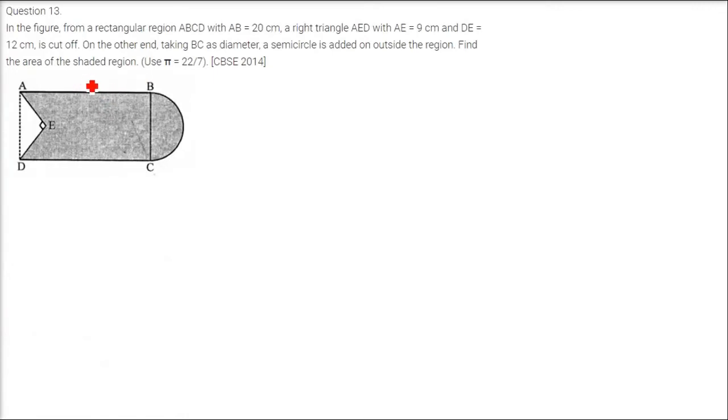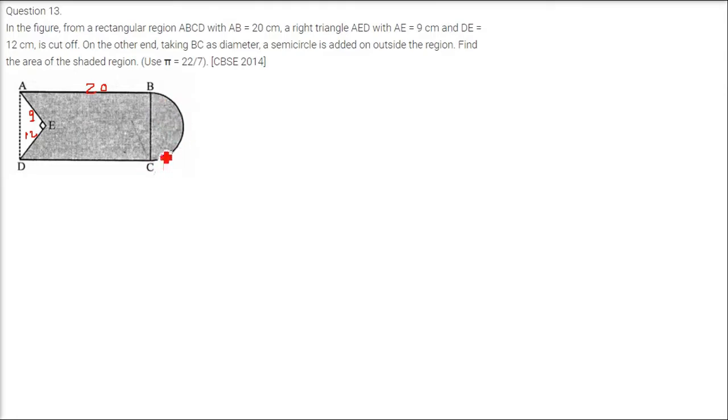In the figure, they form a rectangular region. Now here AB, CD with AB as 20, a right angle AED. So this is a triangle, right angle at AED, with AE as 9, this is 12. On the other hand, taking BC as the diameter, we have made a semicircle out of it.